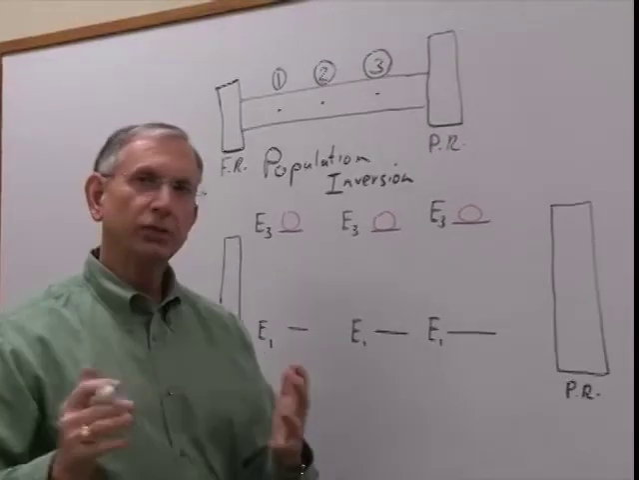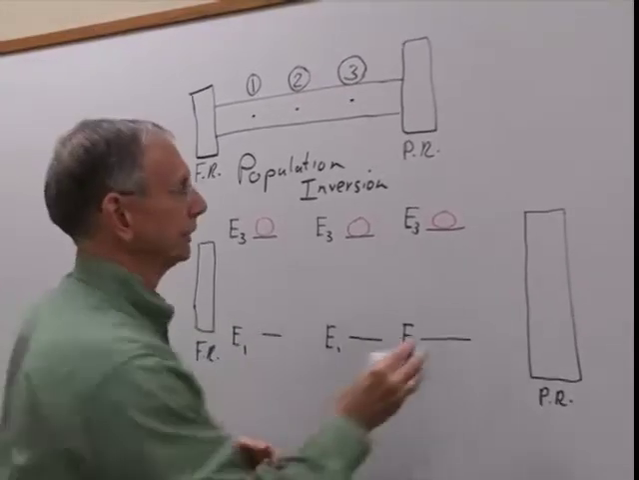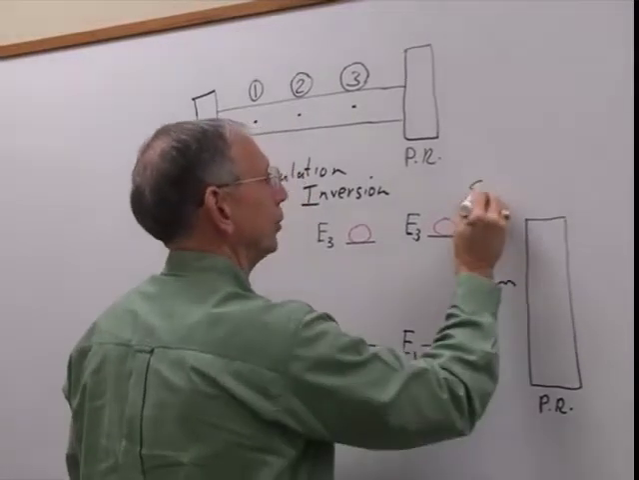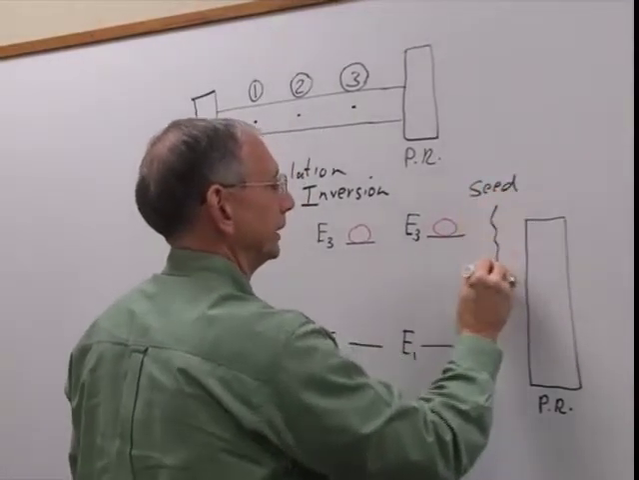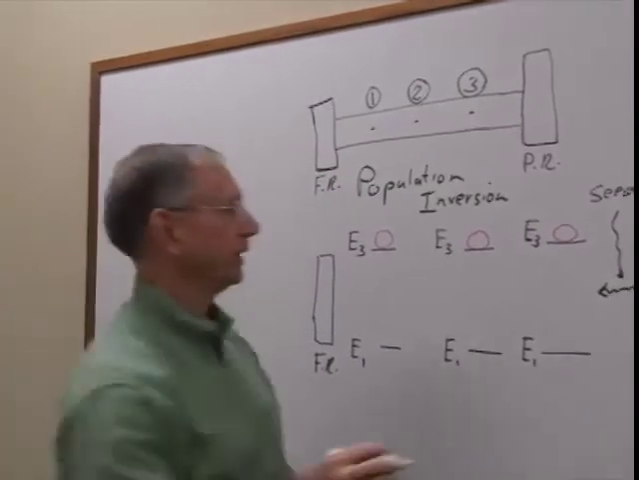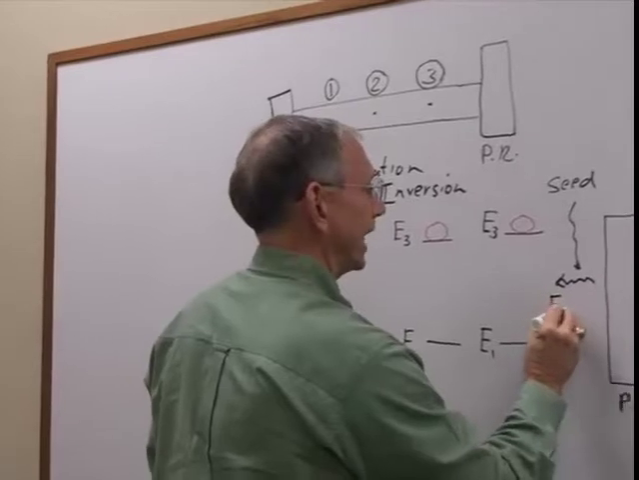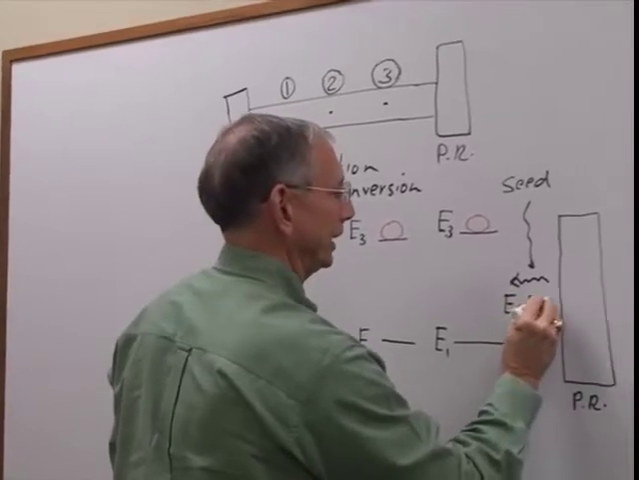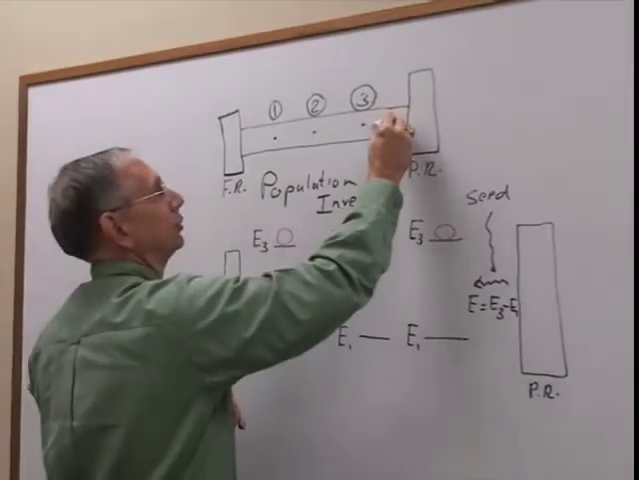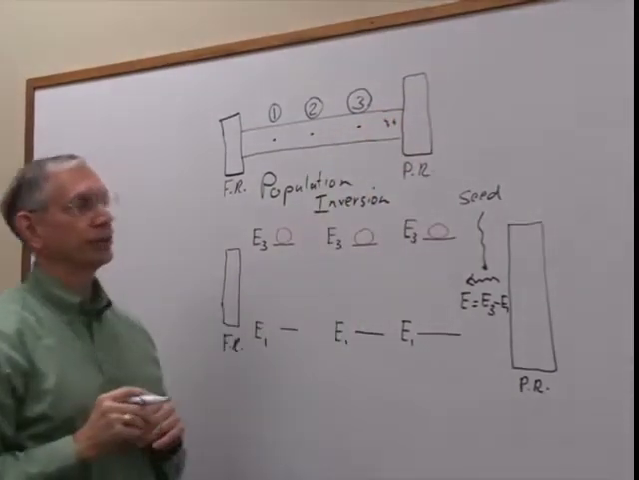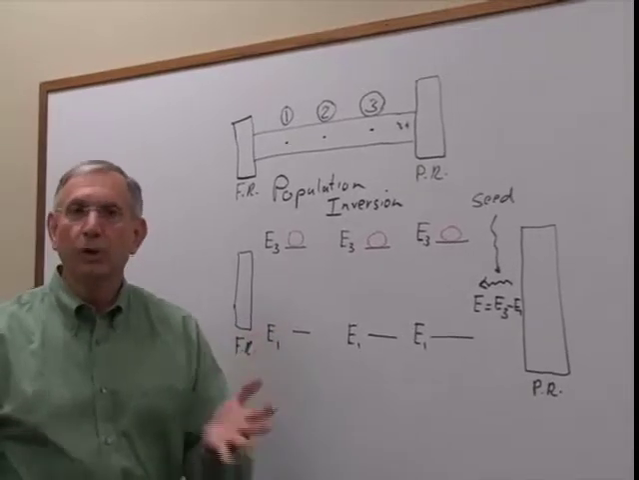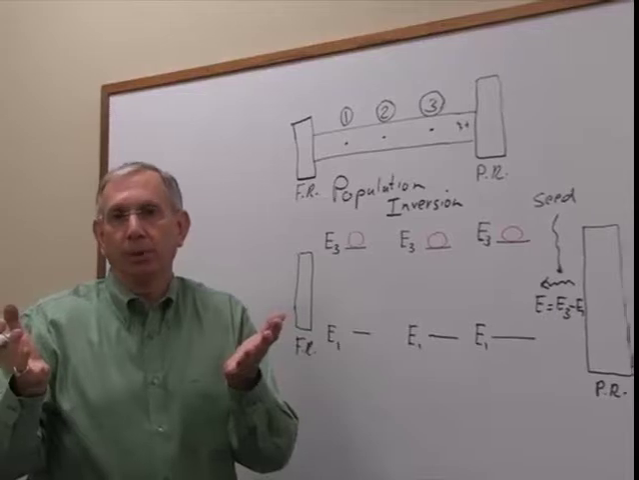Now, to begin this process of stimulated emission, we have to have something called a seed photon in here. The seed photon must be of a very specific energy. Its energy has got to be equal to E3 minus E1. That seed photon could be generated somewhere else in this laser by some kind of spontaneous emission that occurs when this pumping has already taken place.